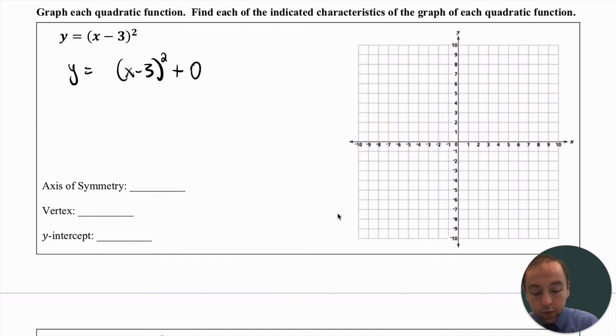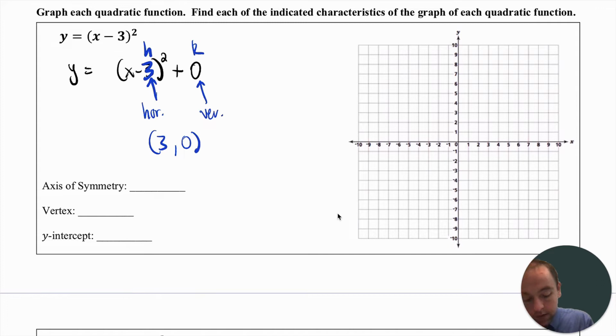So what I told you just previously is that this number right here corresponds to the number of units of horizontal translation, and this right here does correspond to the number of units of vertical translation. So the h value right here is actually a 3, and the k value here is actually a 0. So note that even though it says minus 3, you're actually going to have a positive 3 there for your vertex, because it's going to shift the graph right 3 units in particular.